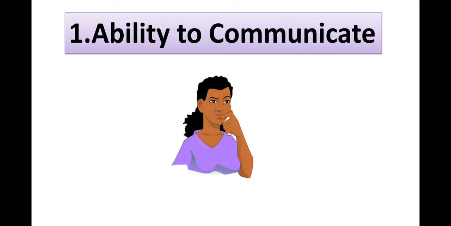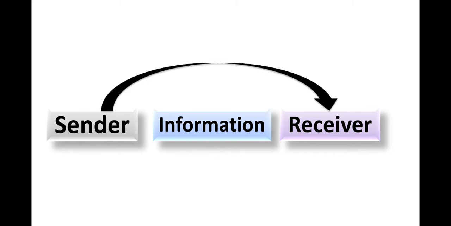In that case, you should follow this tip that you should have ability to communicate. How will it work? I'll explain. But before that, you should know what is communication. Why should you have ability to communicate? Communication happens successfully when a sender sends his message or information to the receiver and receiver receives it successfully.